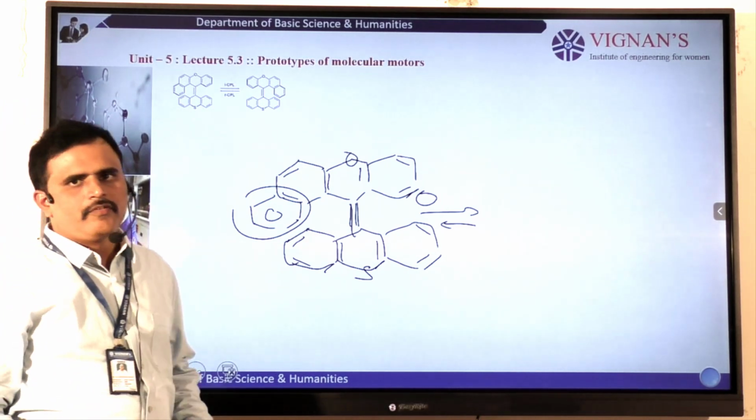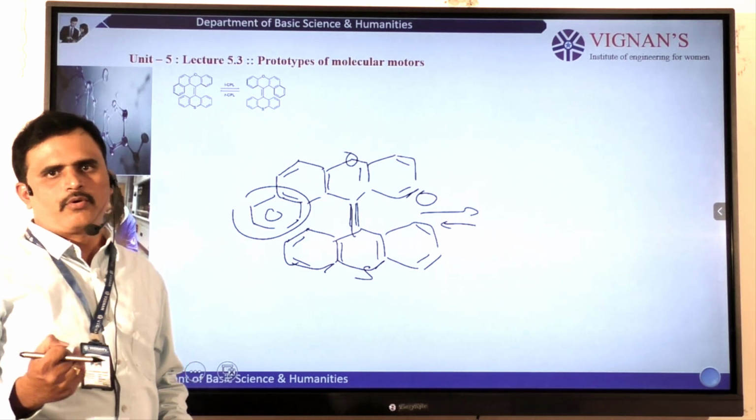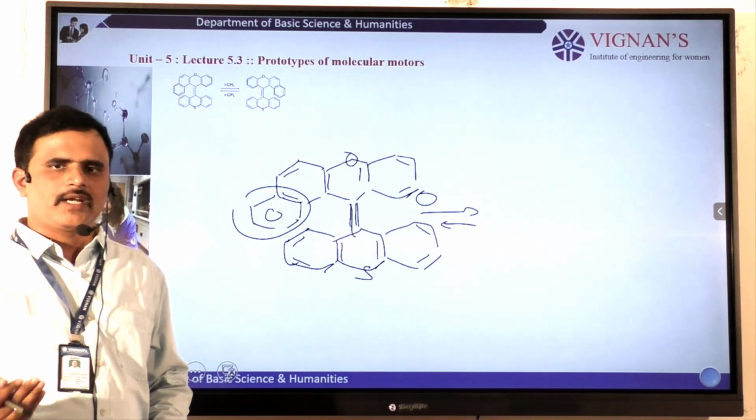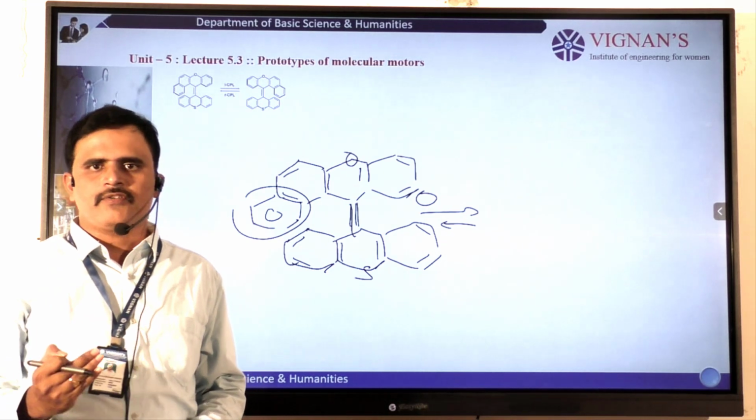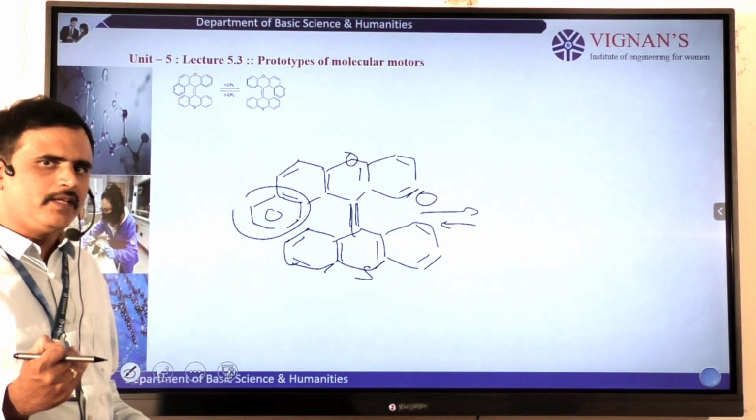In the next session we will see what the applications of these prototypes of molecular motors are. Generally these are used in catalysis as well as in diagnosis of different types of tumors by their functions.